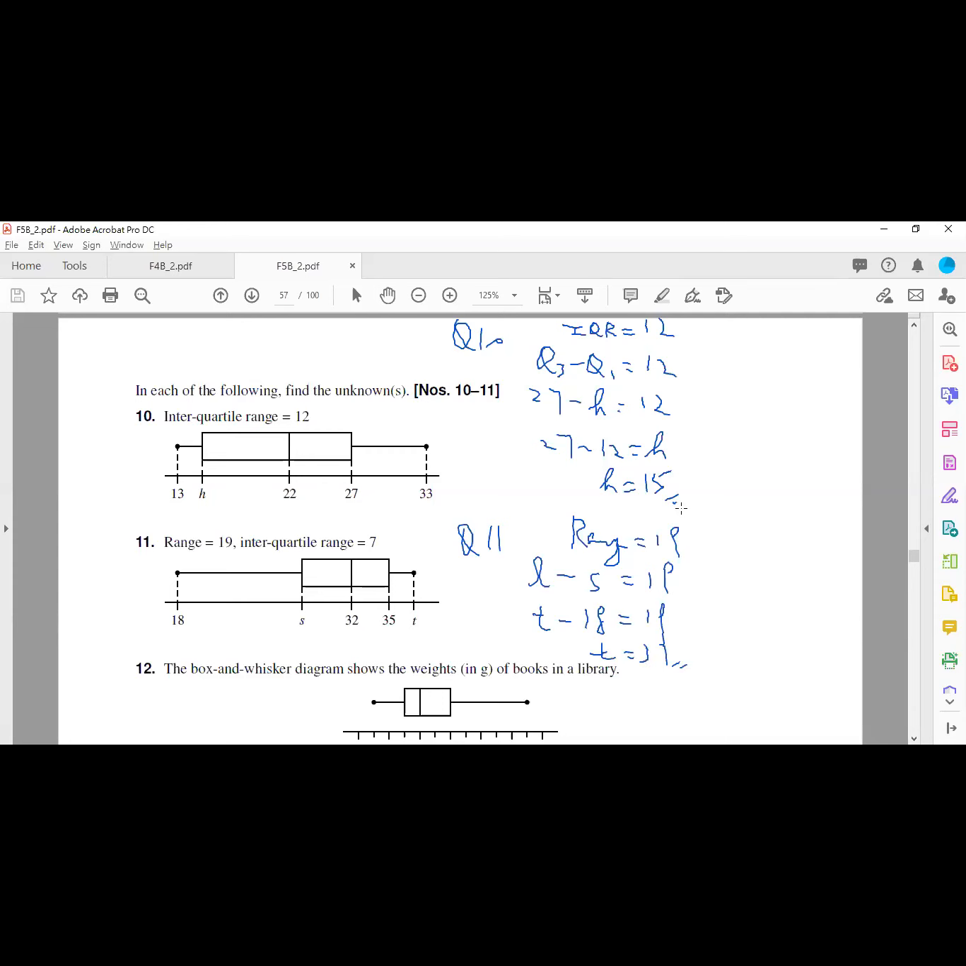And then interquartile range is equal to 7. But interquartile range is calculated by Q3 minus Q1. So Q3 minus Q1 is 7. Our Q3 from the diagram is 35. And then Q1 is equal to S. So S is equal to 28. Okay, so that is the final answer for question number 11.